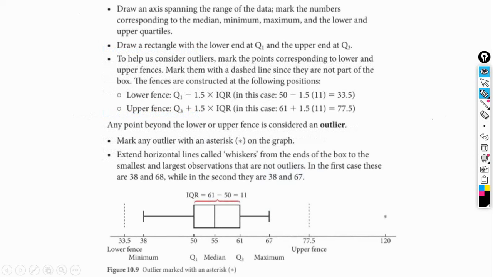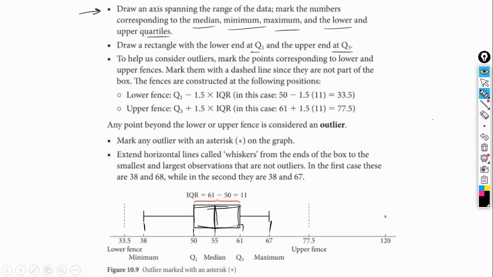So the first thing you would do is draw an axis spanning the range of the data, and mark the numbers corresponding to the median, minimum, maximum, and the lower and upper quartiles. So 38 is a minimum, as we can see here. 68 is a maximum. The first quartile is at 50. The third quartile is at 61, and the median is 55. Then draw a rectangle with the lower end at quartile 1 and the upper end at quartile 3. So that's this rectangle that we see here. We would draw this rectangle, and then notice again that this would be the median.